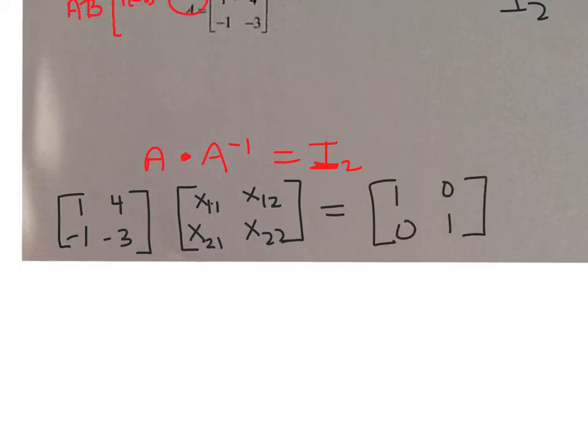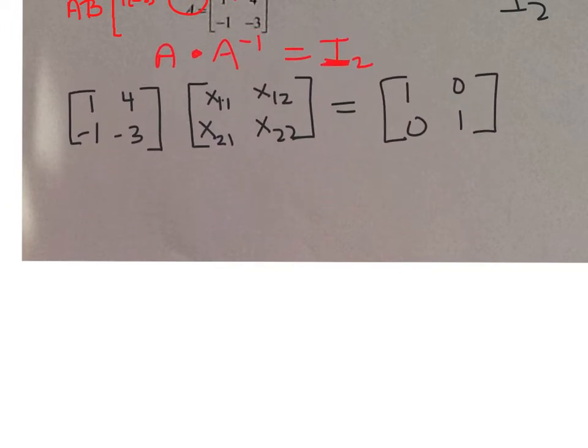Okay, so I'm just going to move this up. All right, so now I'm going to actually multiply these here. So I have 1 times x11 plus 4 times x21. And that has to give me 1.